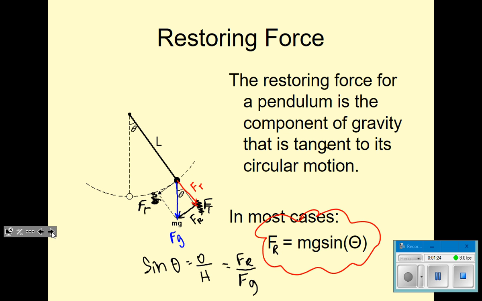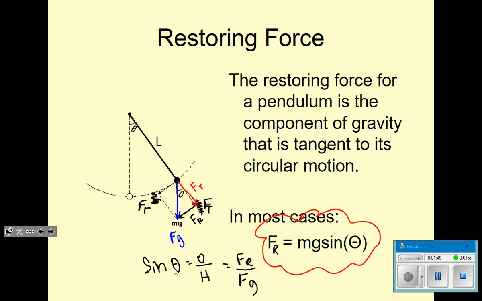So the restoring force for a pendulum is the component of the gravity that is tangent to its circular motion. So this piece is the same as this piece. And if you notice, the F of G is the hypotenuse of this little triangle turned on its side. And then the F of T would be this value right here that's the adjacent. And this F of R would be our opposite.